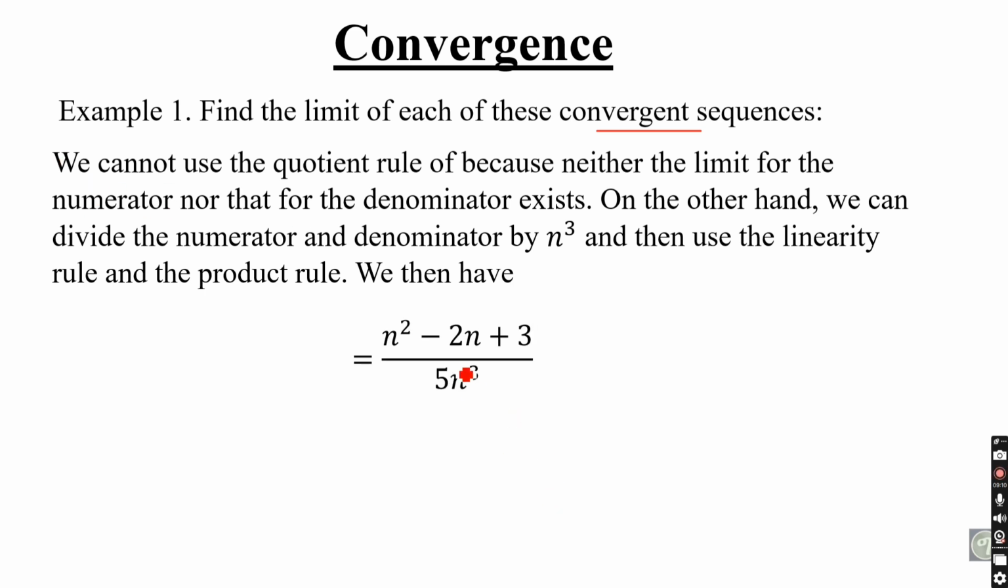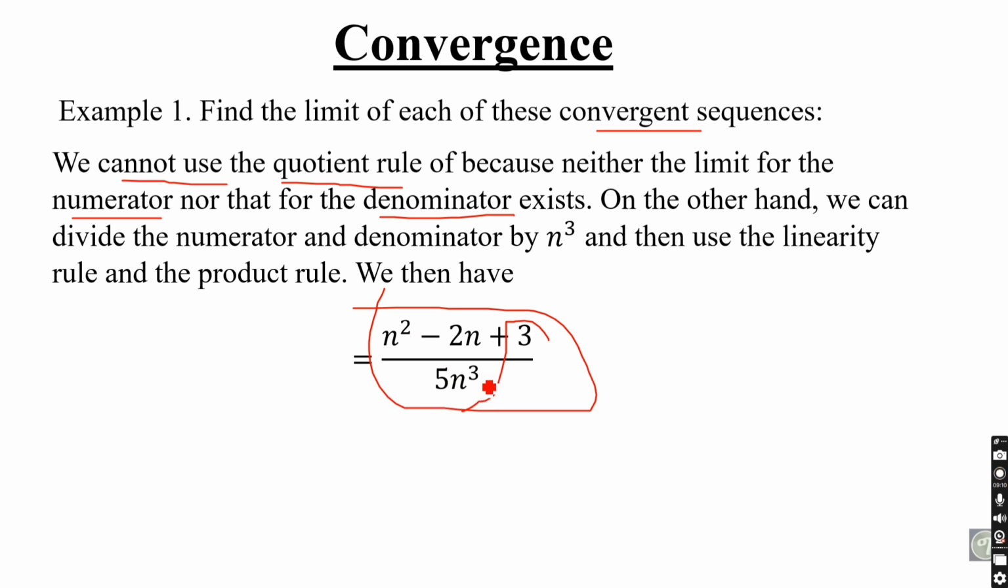This is our function, our limit of sequences. For this limit of sequences, we need to find whether it is convergent or divergent, and if it is convergent, to what number it converges. So we cannot use the quotient rule, because neither the limit of the numerator nor that of the denominator exists.